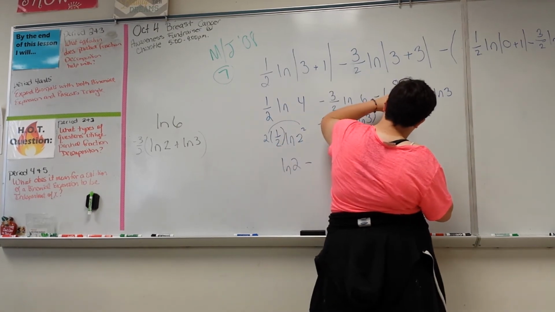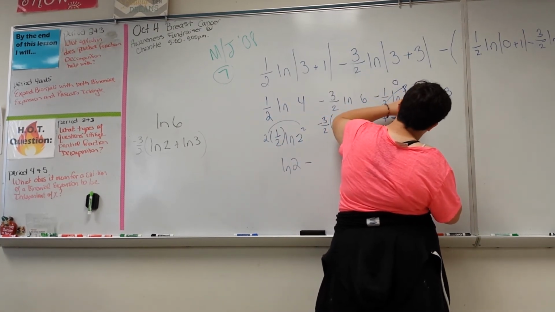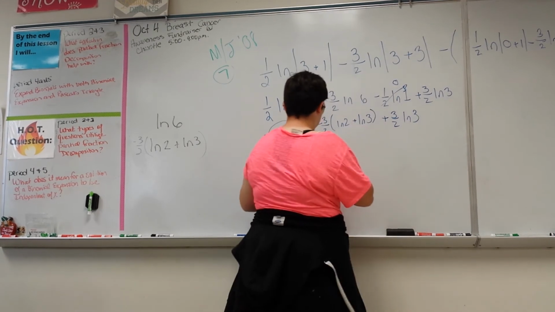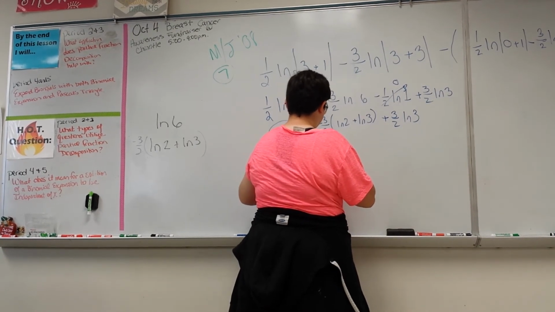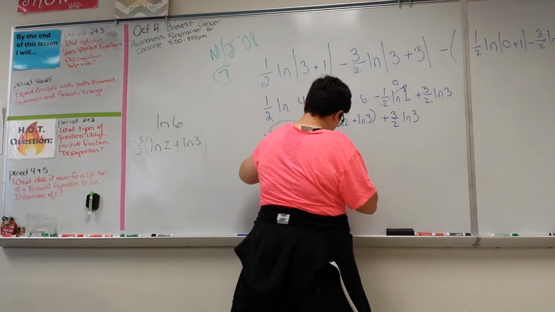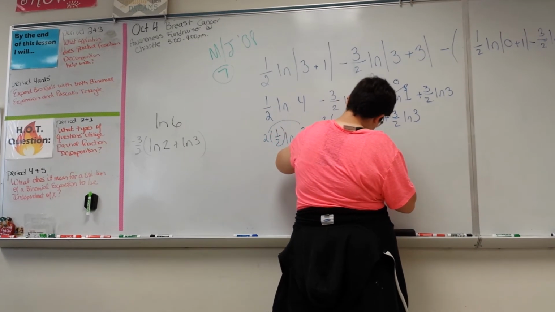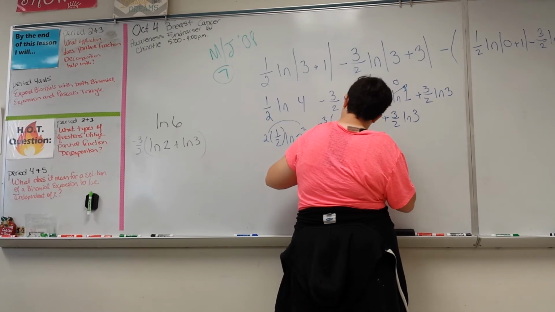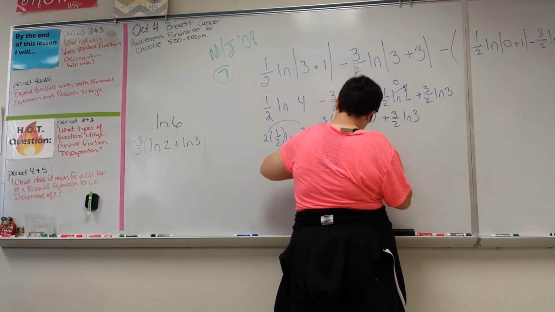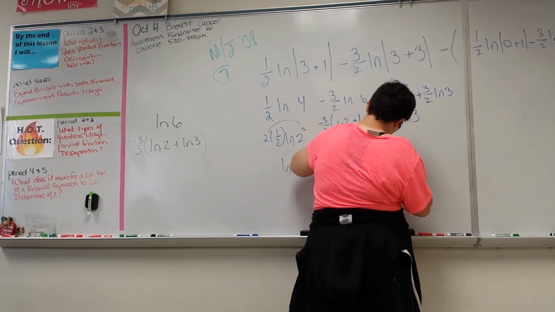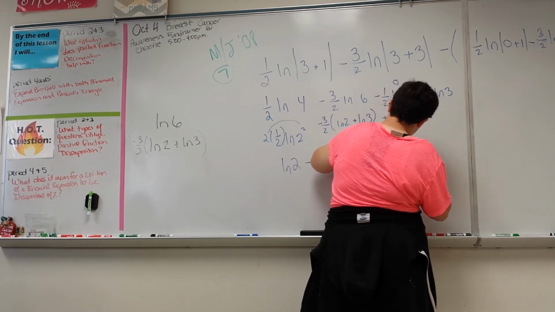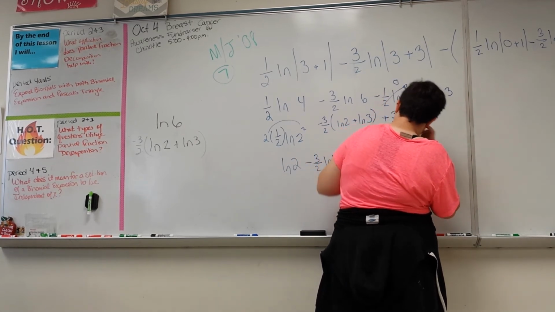I have a question. How do you know when you can add? You can only add the LNs if they're multiplied. So you add if they're multiplied, and you subtract if they're division. If it's ln of 2 and another ln of 2, you can add them together, so it'd be 2 ln of 2.